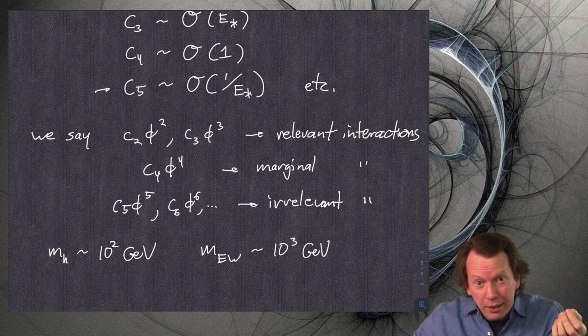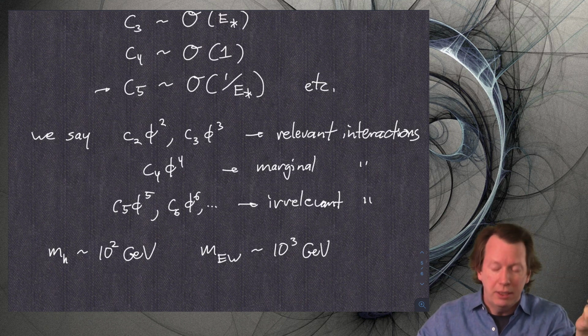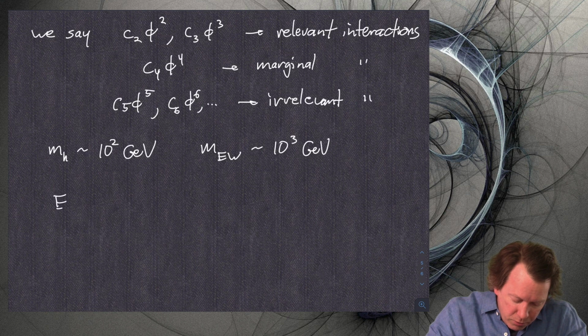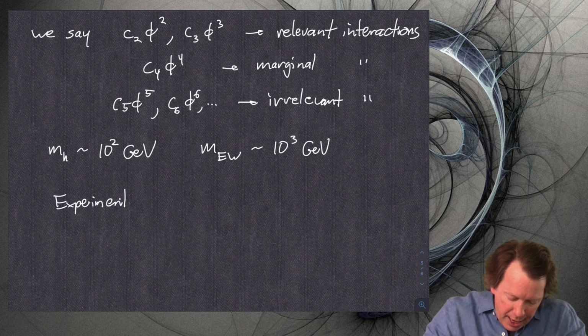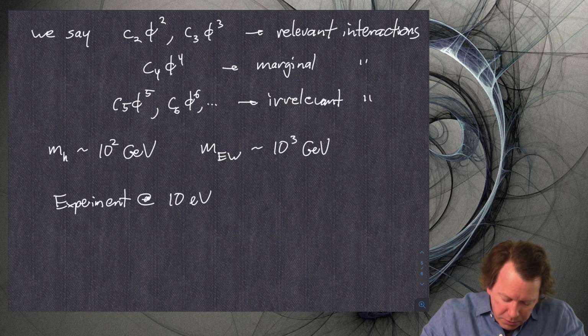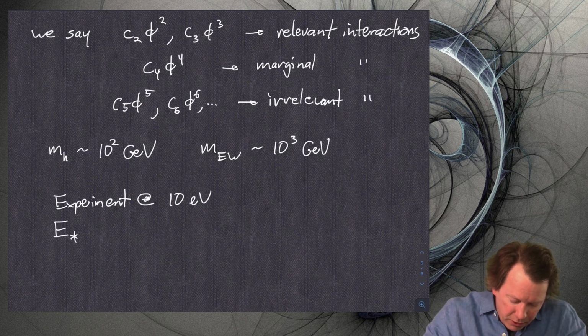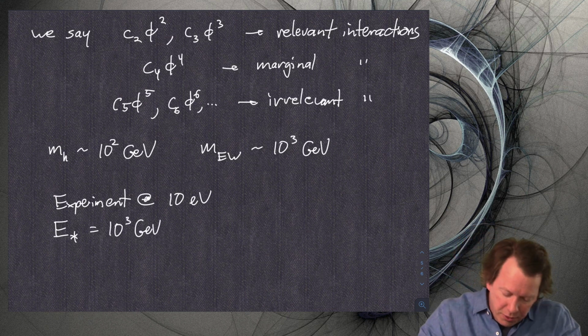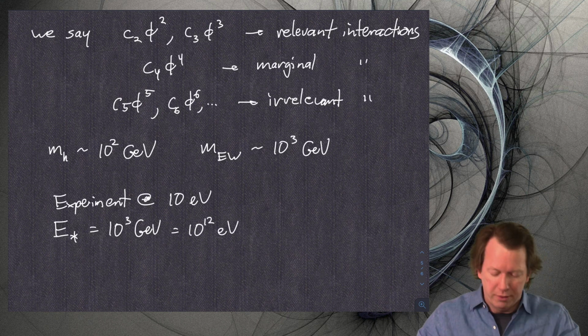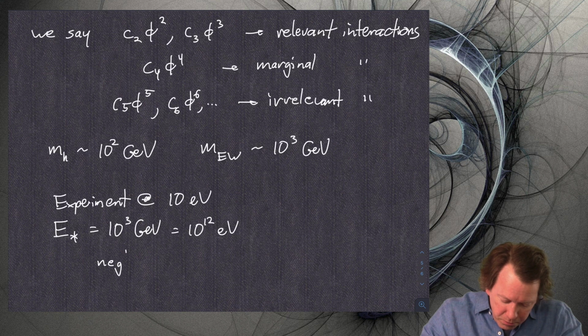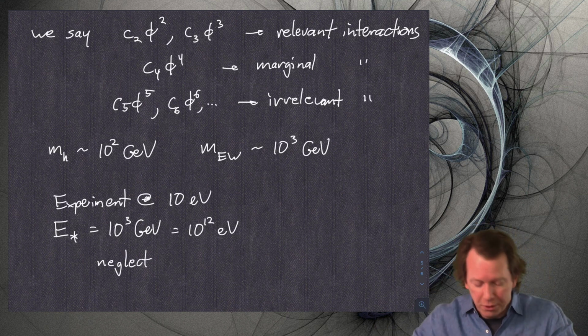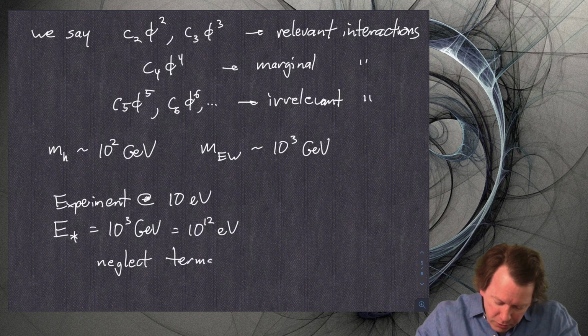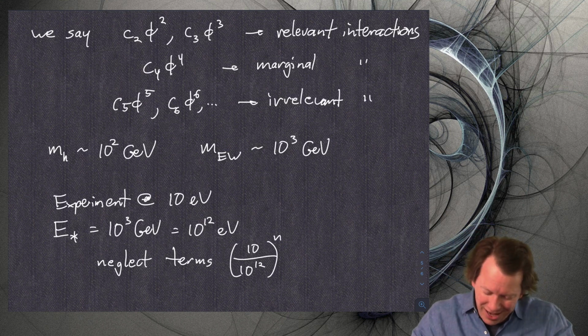So if you have a cutoff at, let's say, 10 to the 3 GeV, and you're doing an experiment at 10 electron volts, and your cutoff, E star, is 10 to the 3 GeV, a GeV is 10 to the 9 electron volts, so that's 10 to the 12 electron volts. Then you can neglect terms in your equations of motion that are of order 10 divided by 10 to the 12, to some power n. That's 10 to the minus 11, to some power n.